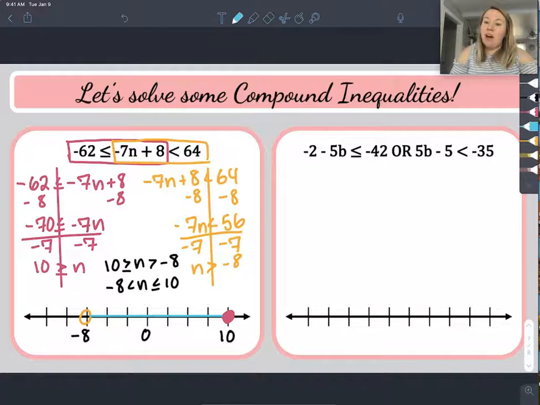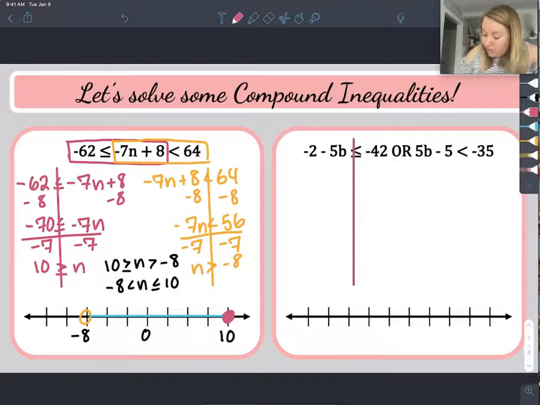Now, when I go to solve my OR, I don't have to separate anything. They're already separated. So we're just going to have to solve for each one individually. So the first one I'm going to do is the one on the left. Keep in mind the steps I use to solve the one on the left might differ from the one on the right. I'm going to start by adding 2 on both sides.